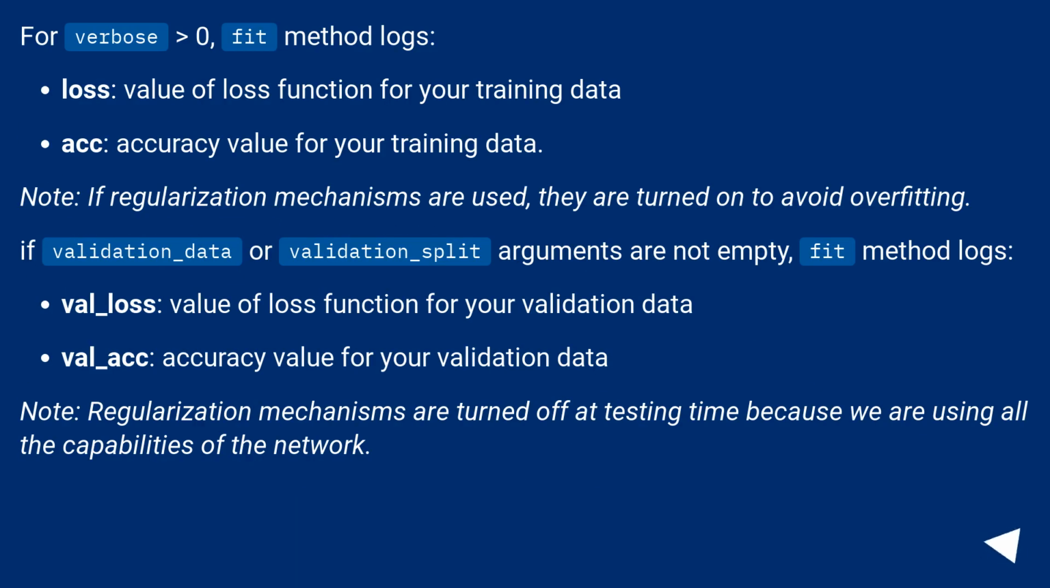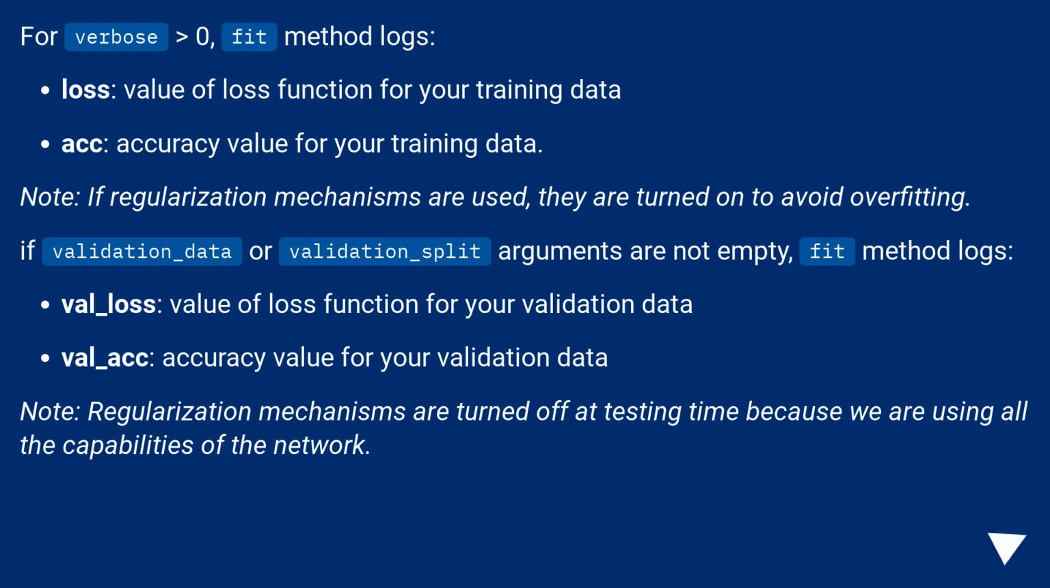For verbose greater than 0, the fit method logs loss, the value of the loss function for your training data, and accuracy, the accuracy value for your training data. Note, if regularization mechanisms are used, they are turned on to avoid overfitting.